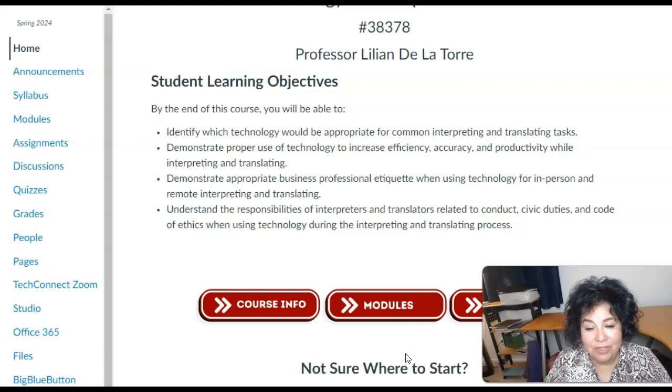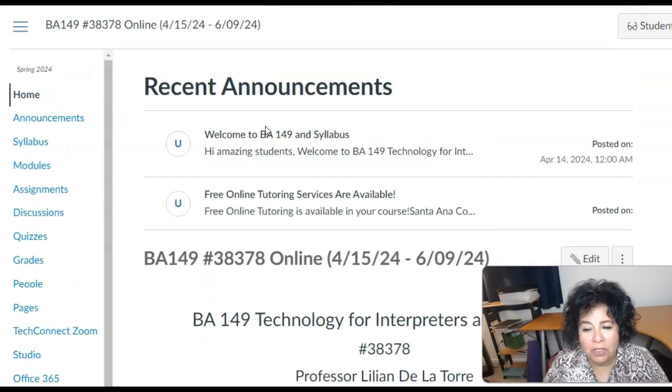You're going to demonstrate the proper use of technology to increase your efficiency, to make you more competitive in the workplace. You're going to demonstrate appropriate business professional etiquette when using technology. So you're going to learn about the ethics and the standards. And also you're going to understand the responsibilities for interpreters when you are conducting your business of interpreting using different technology.